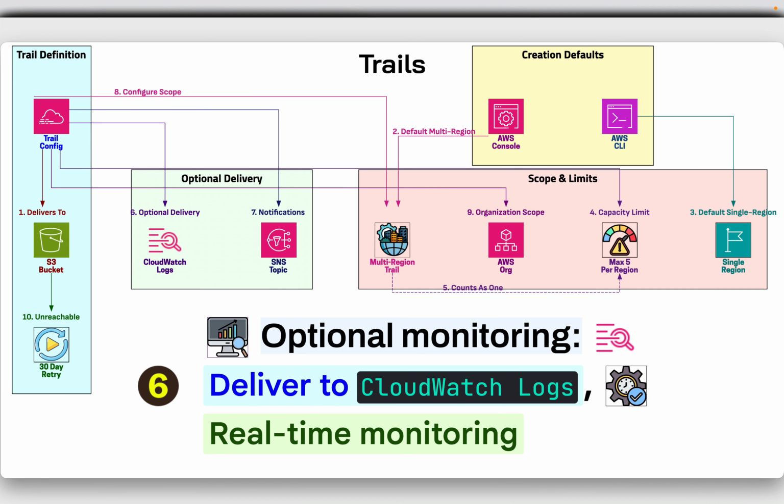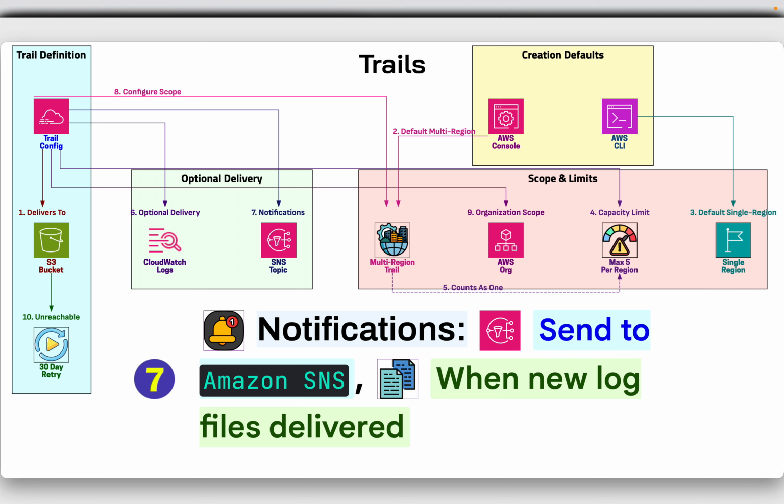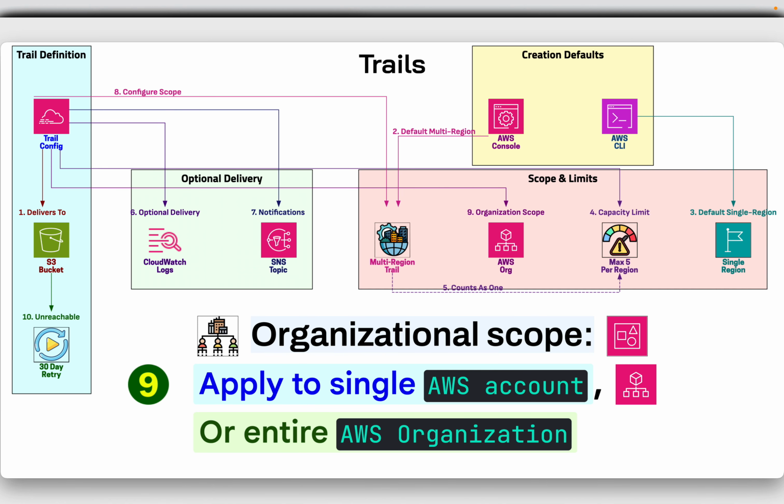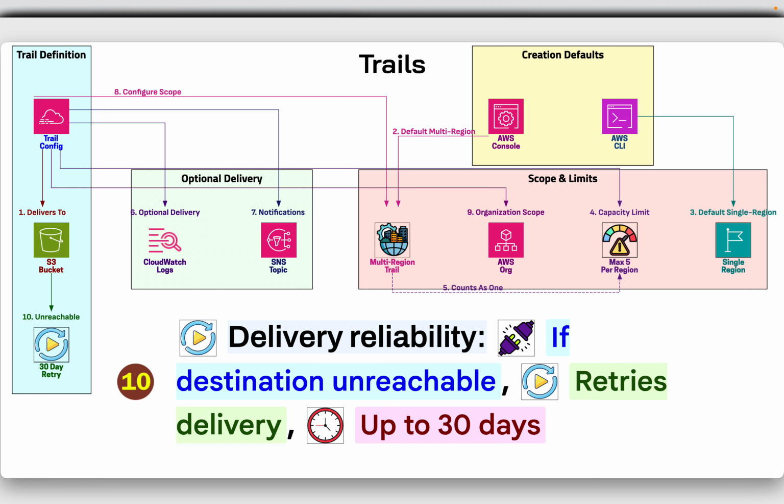Trails can optionally deliver events to Amazon CloudWatch Logs for real-time monitoring. Trails can send notifications to Amazon SNS topics when new log files are delivered. You can configure a trail to log events from all regions or from a single region. Trails can be configured to apply to a single AWS account or to an entire AWS organization. If the destination S3 bucket becomes unreachable, CloudTrail retries delivery for up to 30 days.